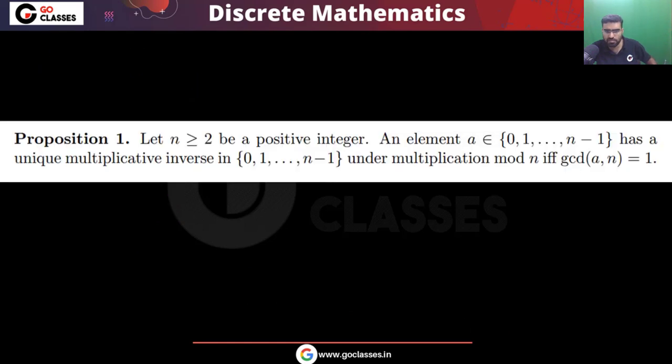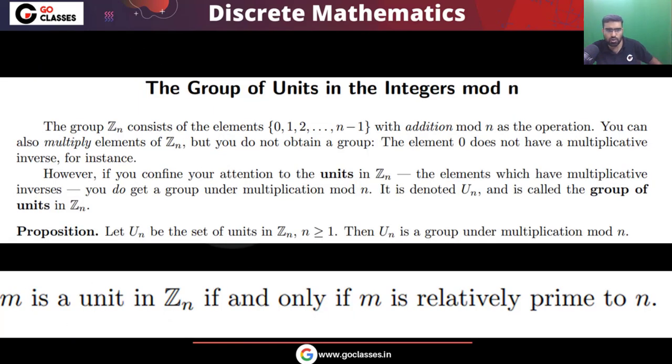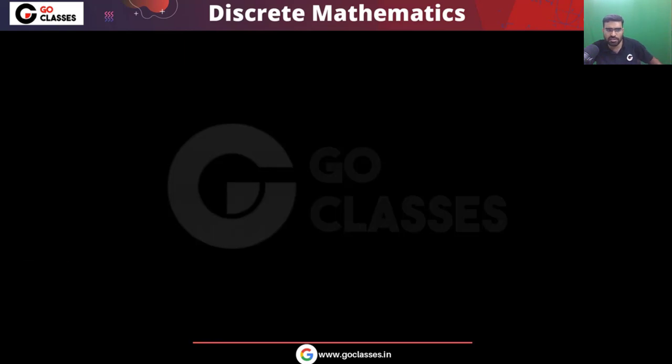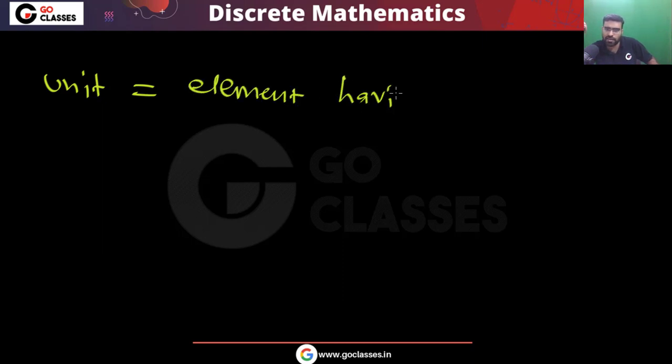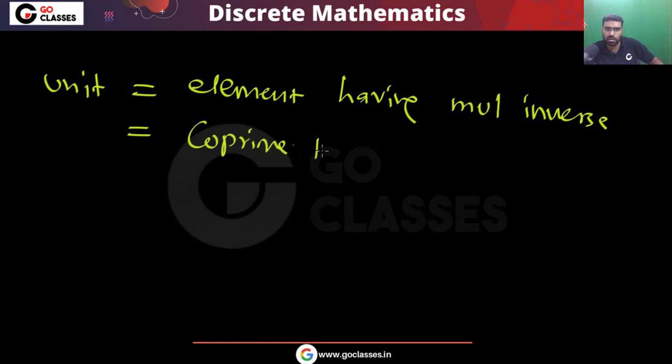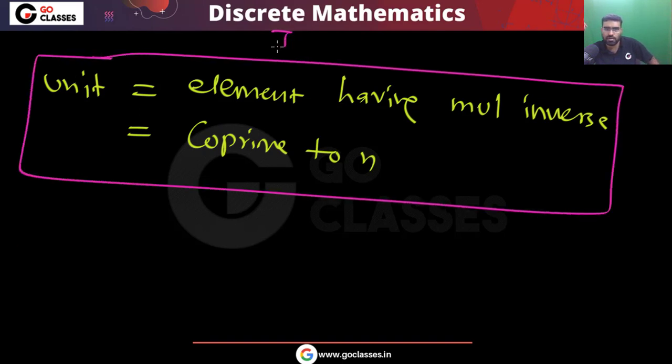So very simple. I hope these points are clear. Remember, m is a unit if and only if m is co-prime to n. So these three words are the same: unit, the same as an element having a multiplicative inverse, and that is the same as co-prime to n in Zn. Very simple.